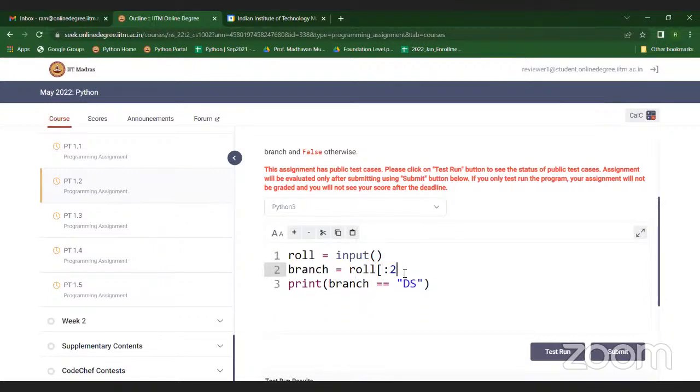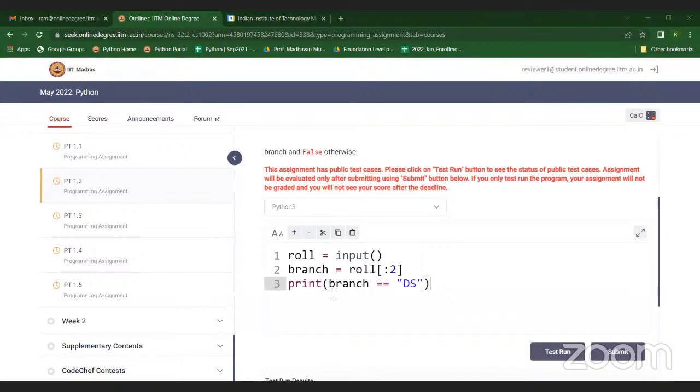Can we write the ds variable equals true? Can we take it like that also? No, you cannot take that. I mean, if we find ds in the roll number, it accepts as true, otherwise false. Can we do that? If ds in roll number, that's what you're saying. Yes, you could do that.